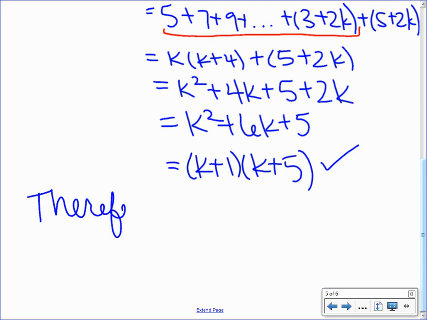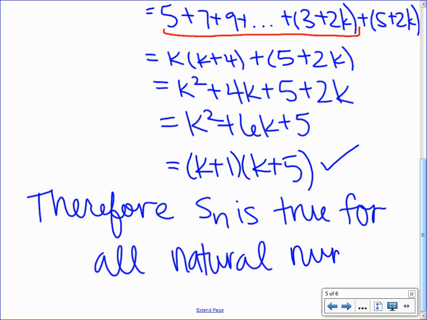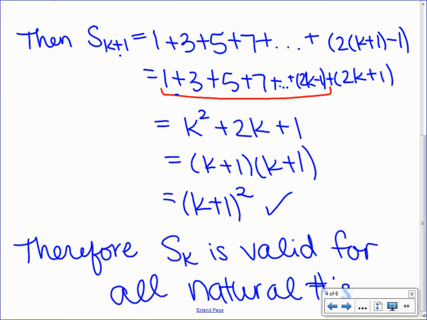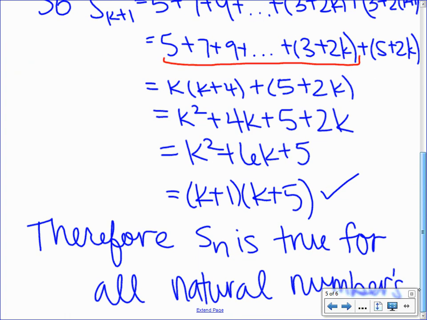Therefore, every time S of n is true for all natural numbers. And make sure you put natural numbers. Did I write S of k last time? Yeah. Okay, it should be S of n. I'll go back and fix that. It should be S of n because that's what they give us to begin with. And that n, what is that n standing for? Your natural numbers.